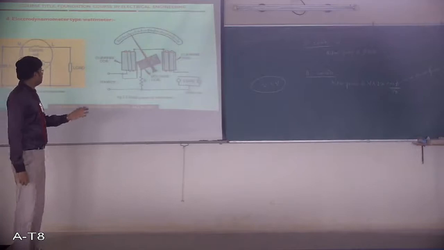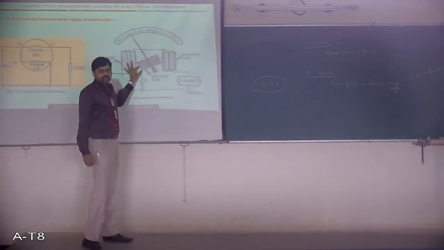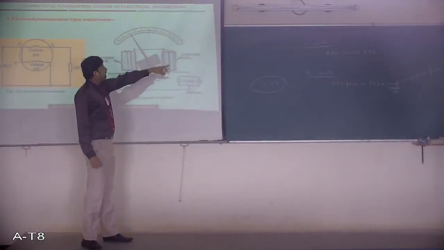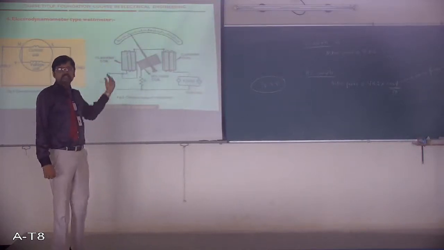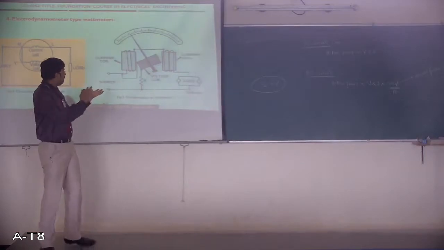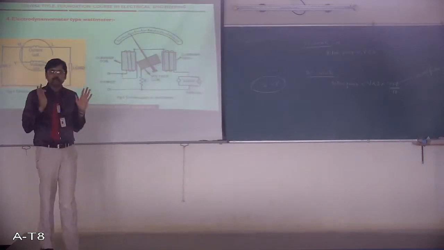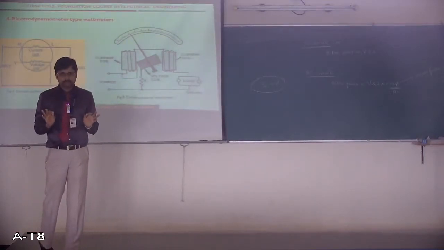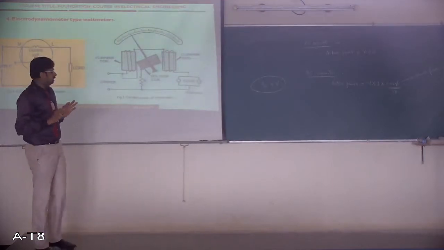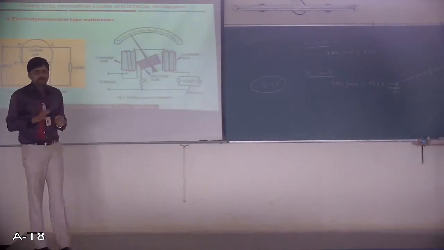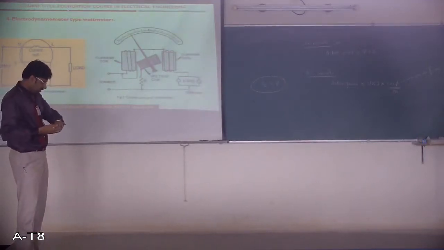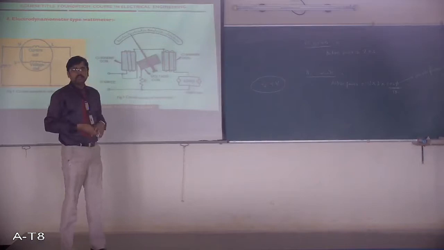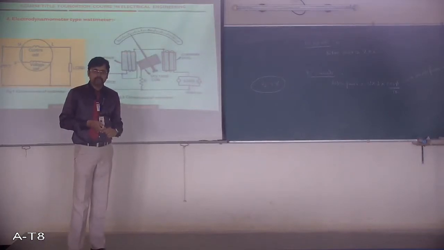So indirectly, the potential coil is sensing the voltage, and the current coil is sensing the current. As far as DC measurement is concerned, voltage is sensed, current is sensed, so the interaction between the two will surely give the active power. I am interested in mentioning the construction. I have not discussed the working principle yet, so I will take up the working principle in my next video. Thank you very much.